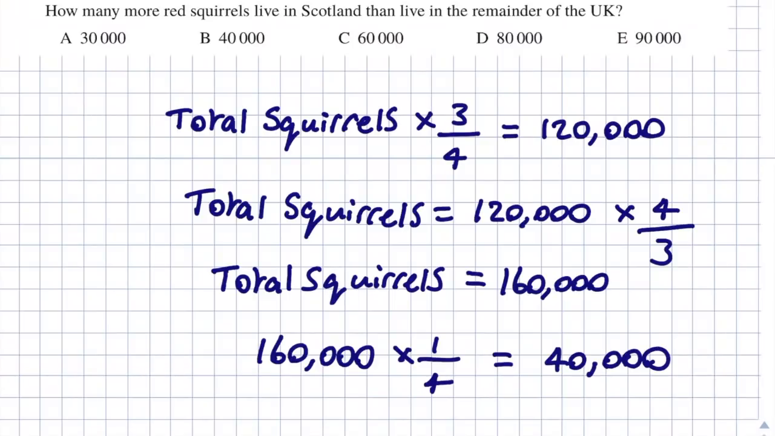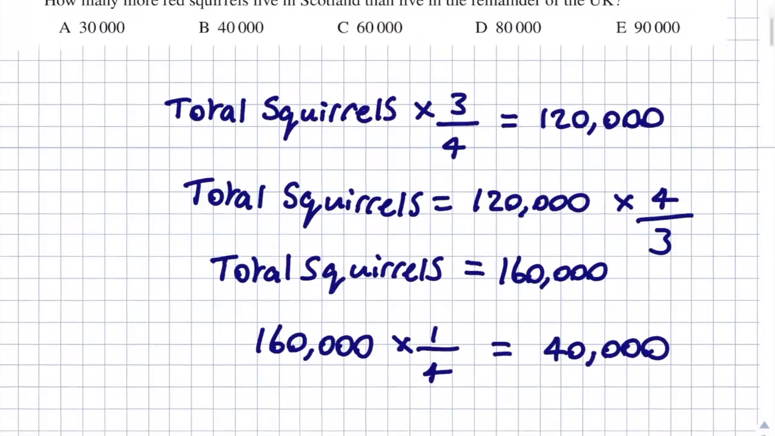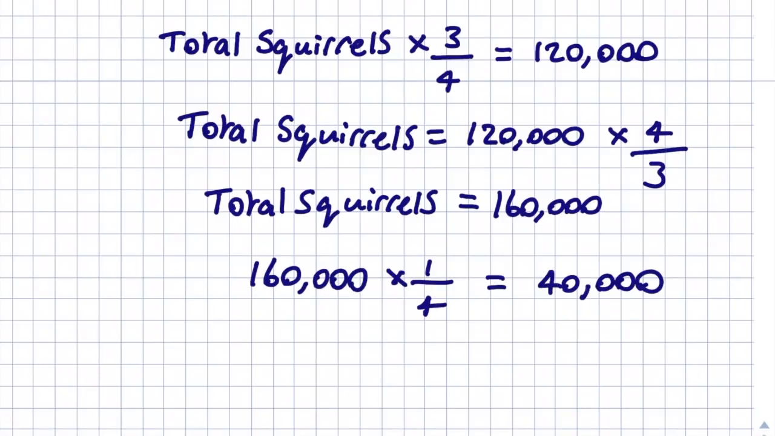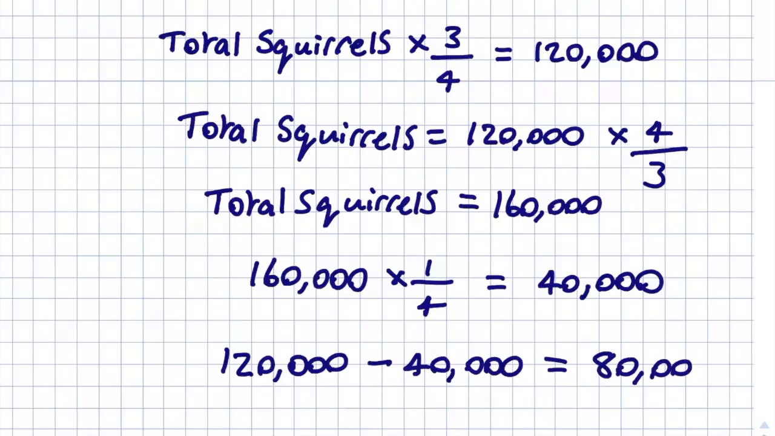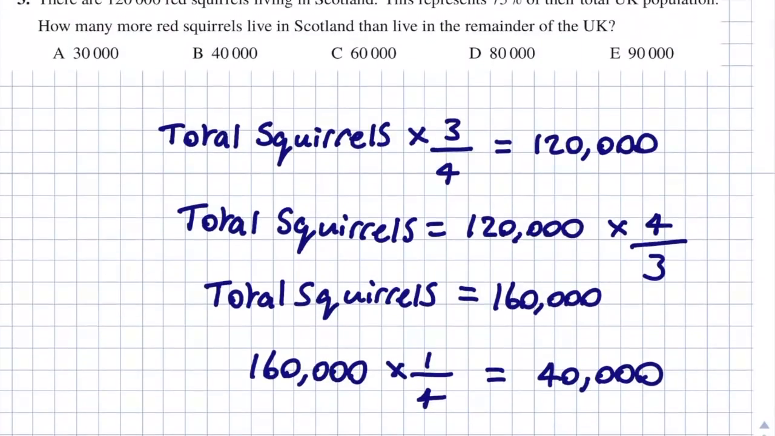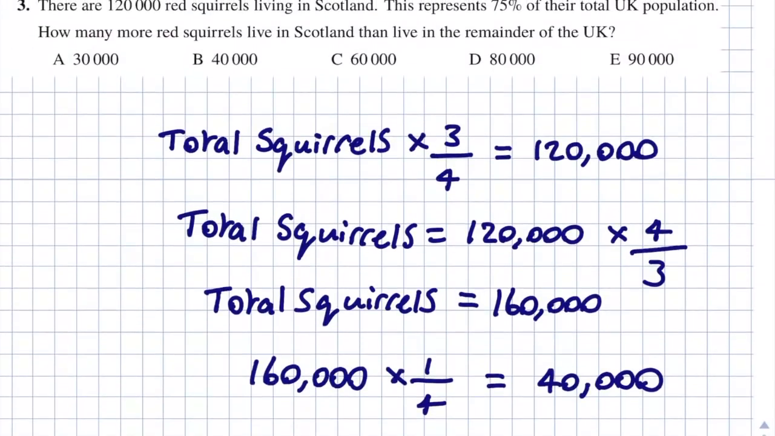How many more red squirrels live in Scotland compared to the remainder of the UK? Well, there's 120,000 red squirrels in Scotland, and there's 40,000 red squirrels in the remainder of the UK. So the difference is 120,000 minus 40,000, which is 80,000. We've got an answer of 80,000, which is answer D.